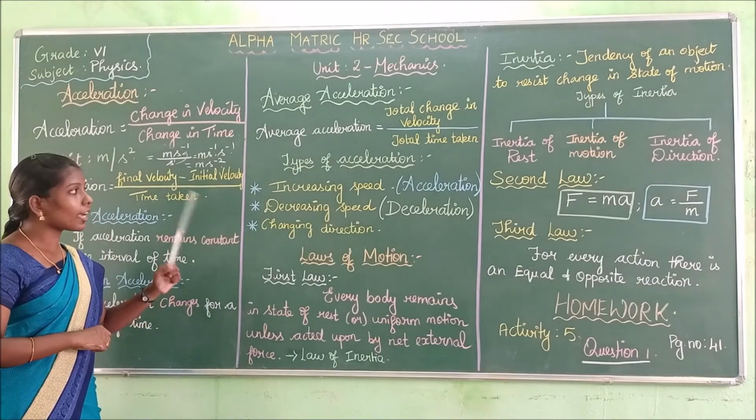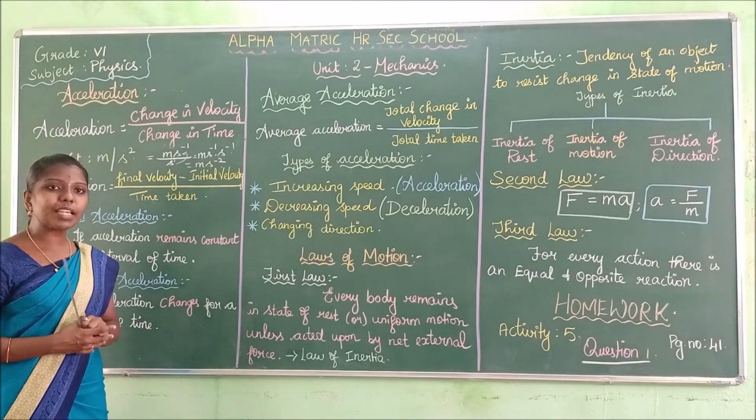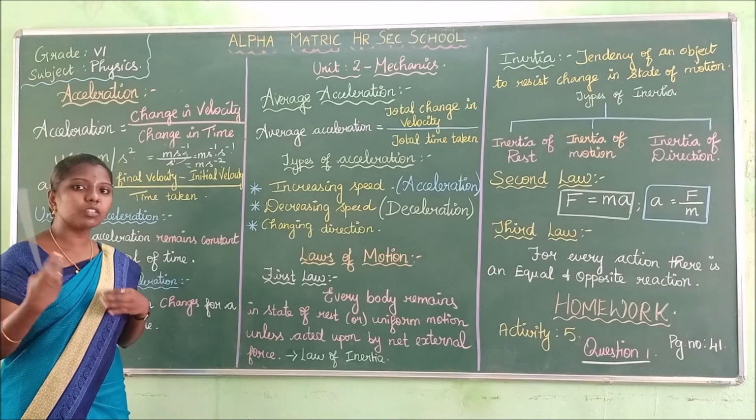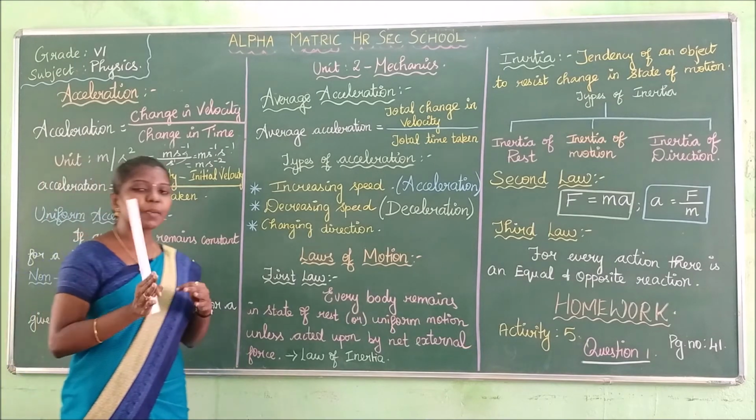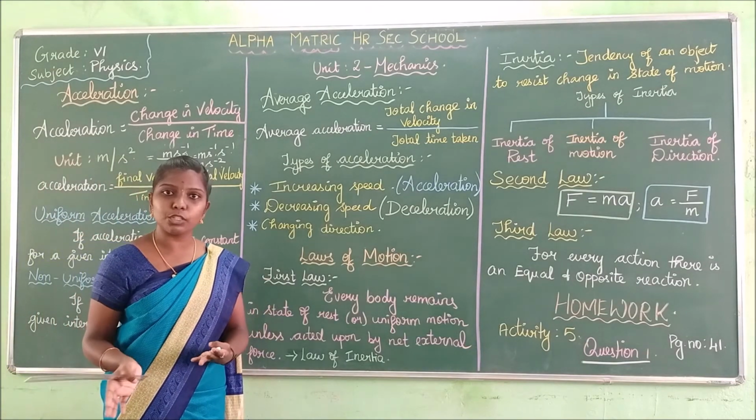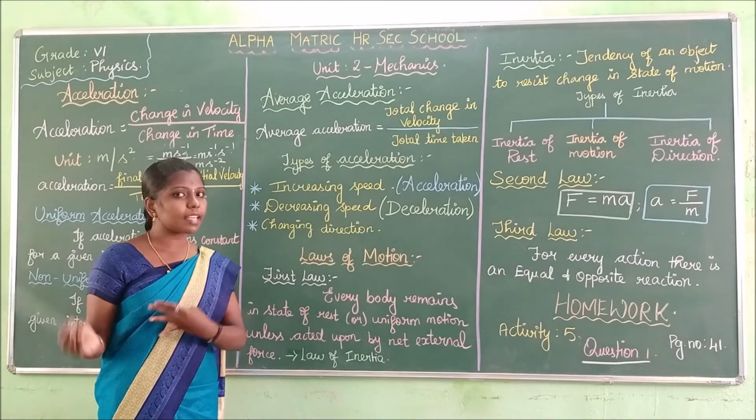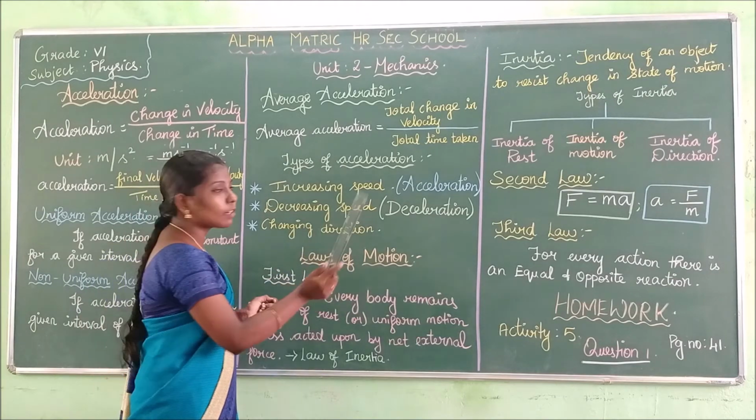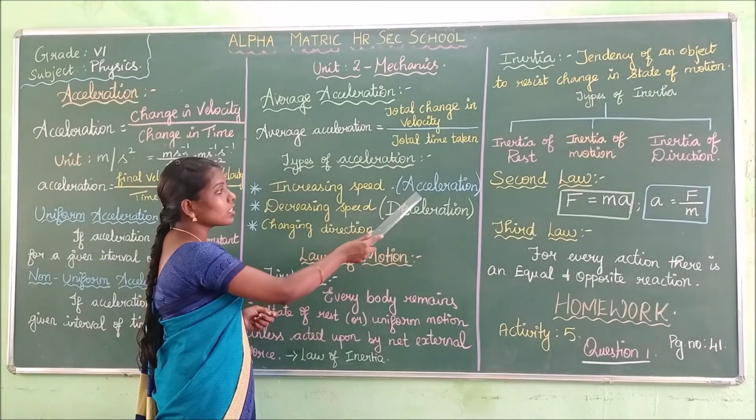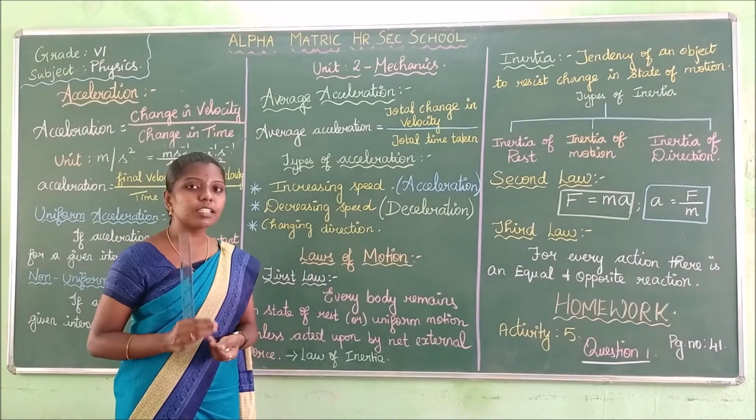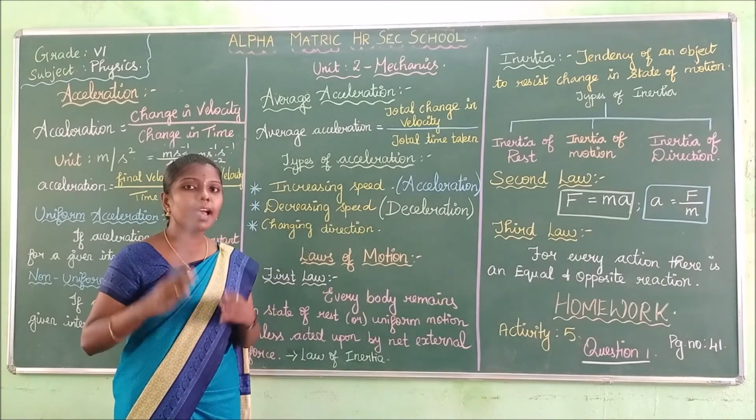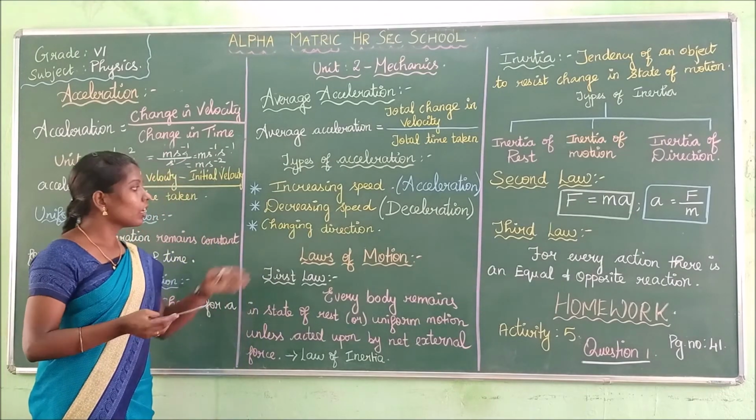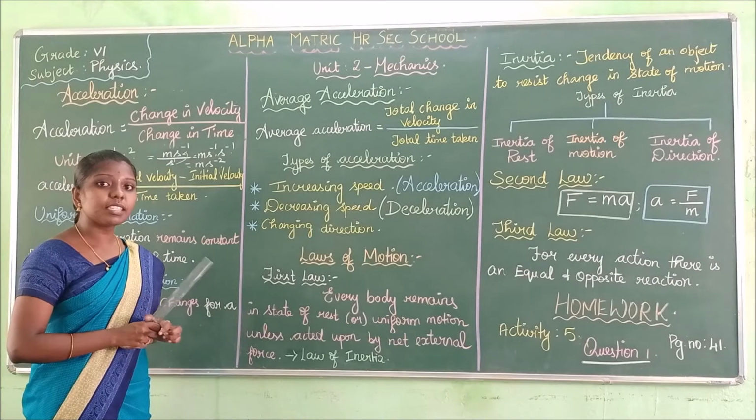Next, we are going to see types of acceleration. Types of acceleration are nothing but increasing speed, decreasing speed, and change in direction. Increasing speed is acceleration. Then decreasing speed is deceleration. Listen carefully. If the speed increases, then it is said to be acceleration. Accelerated is nothing but an increase in speed.